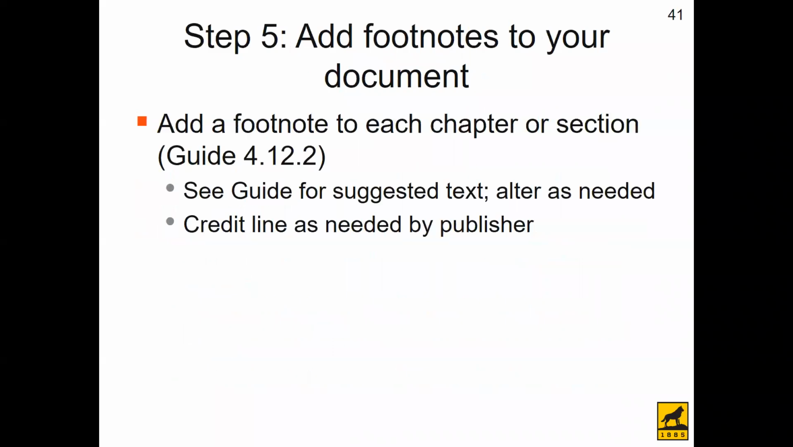If it's your published paper, and again, for purposes of the graduate school, published papers would be anything that's in review, in press, submitted, accepted, all that stuff, you would add a footnote to each chapter or section, and the guide has suggested text. And you might need a credit line from your publisher.